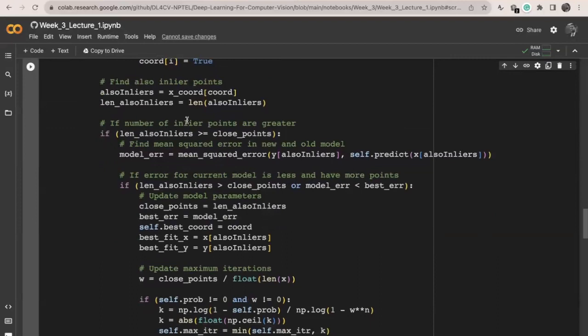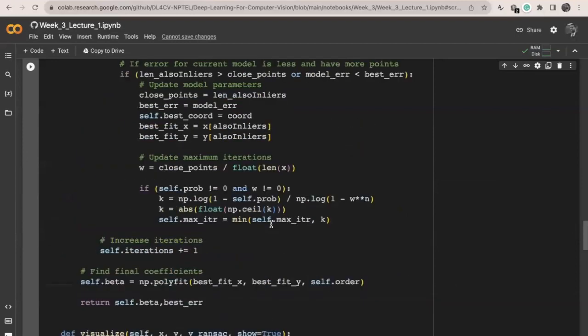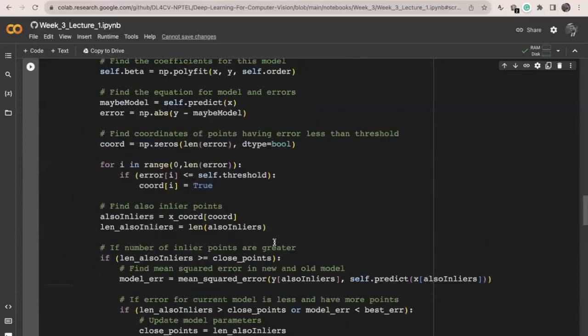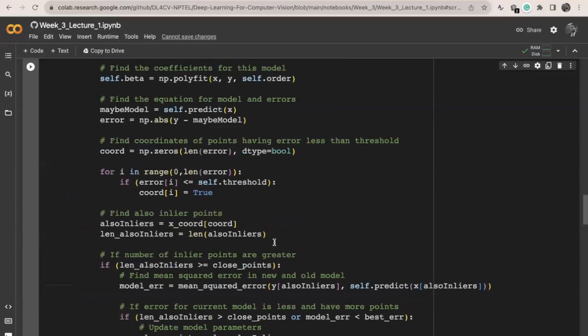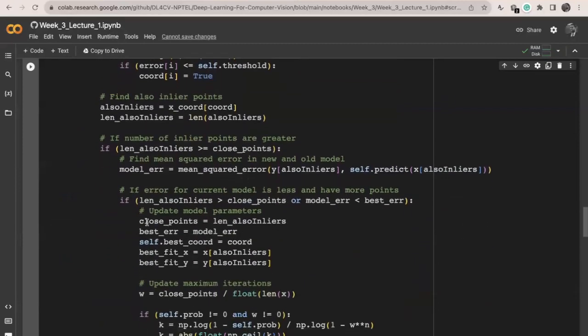So if the number of linear points is greater than the previous, we will keep that. Otherwise, we will not. Then we'll find the mean square error in the new and old model. If the error for the current model is less and it has more points inside the threshold, so if the number of points inside the neighborhood is more and also the error is less, we'll update the model parameters. We'll set that as the best score.